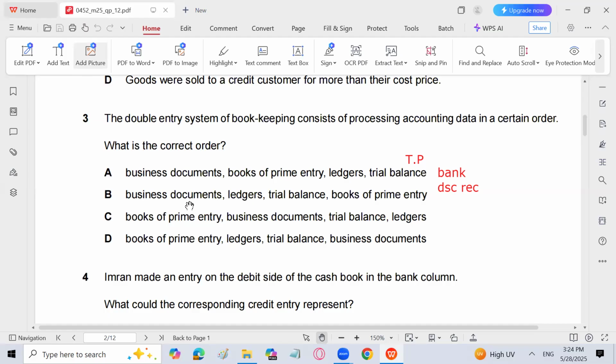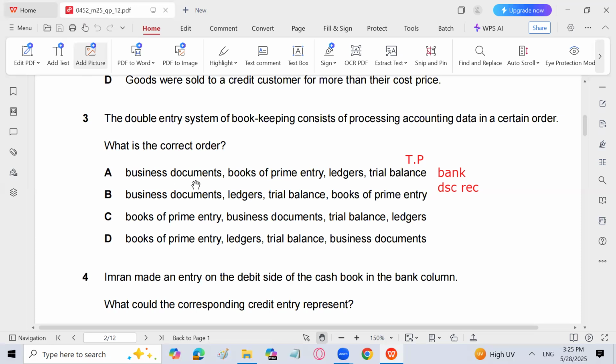First, you need to go for business documents: sales invoice, purchase invoice, credit note, debit note. Then you prepare ledgers. Then you're going to prepare the trial balance from ledgers. Oh, sorry, I just got it wrong actually. First is the answer. Sorry, A is the answer. Business documents.